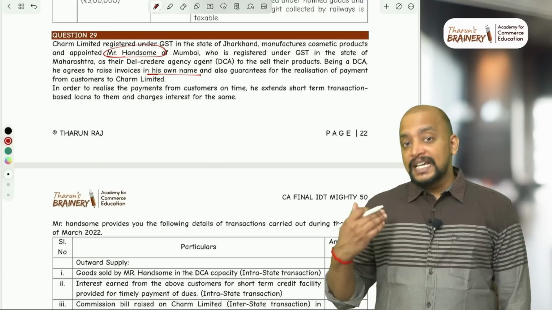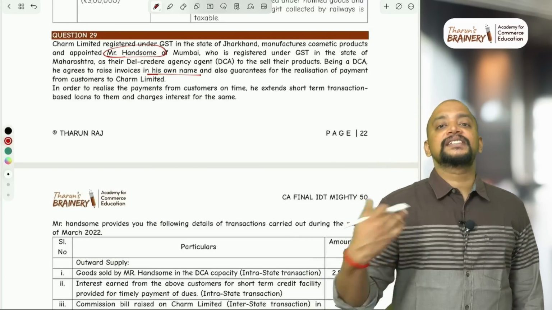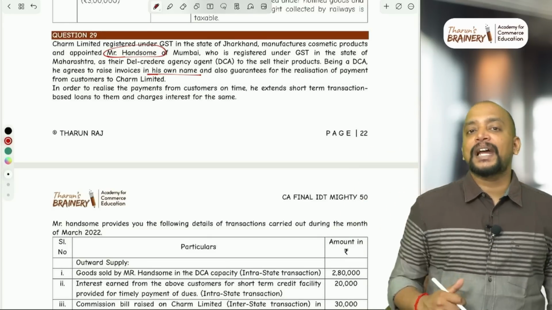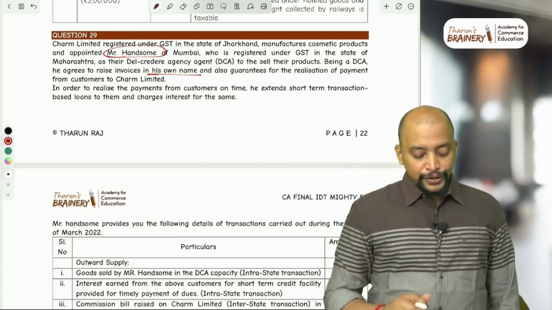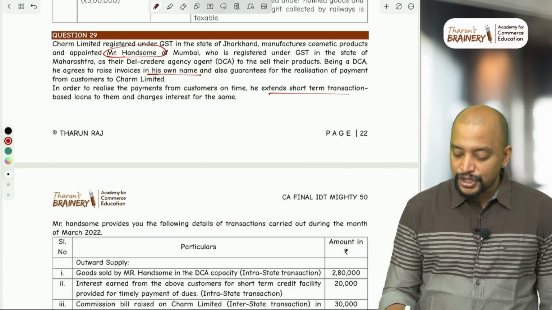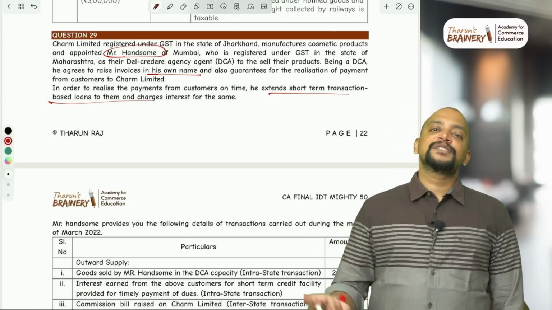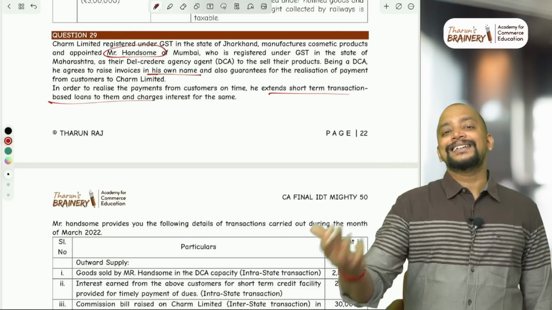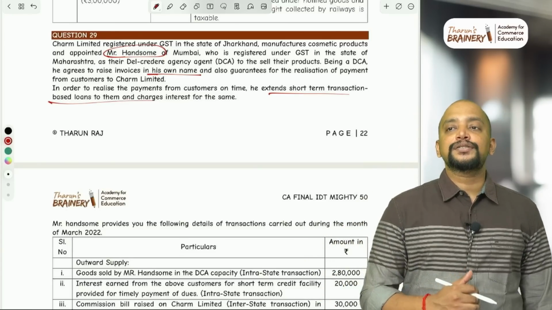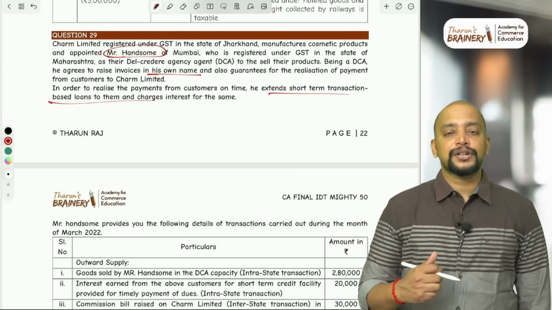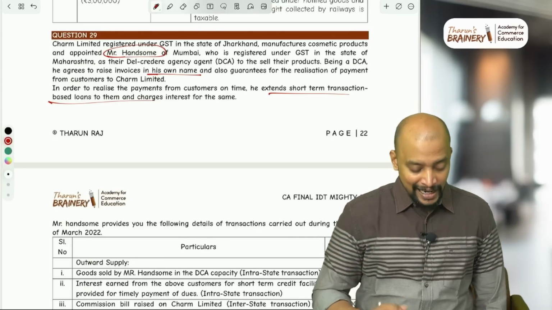So therefore, he is supplying, like he is raising invoice, that is supply under 7(1)(a), and the principal sending the goods to this agent will become supply under 7(1)(c). Now, in order to realize a payment from customer on time, he extends short-term transaction based loans. So loans are given. So when the invoice is raised by him, when the loan's interest is collected, that will come under interest on account of delay in receipt of consideration, and it will not come under interest on loans, advances, deposits. Okay.